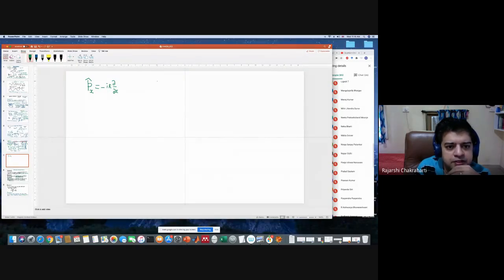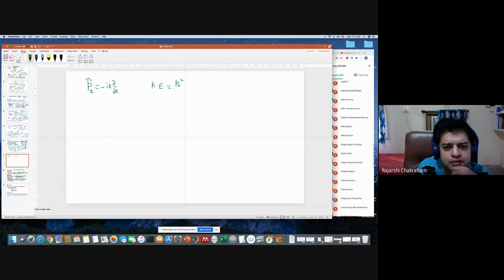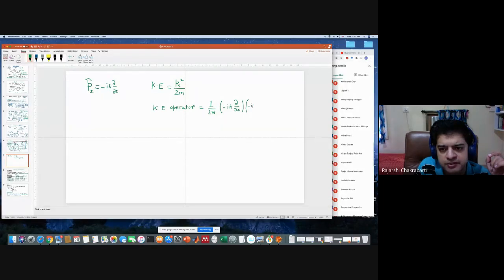This is fine. So if this is so, what is kinetic energy? You know from classical mechanics, kinetic energy is p squared by 2m. So p_x squared by 2m, as we are considering one dimension. What will be the operator in quantum mechanics? Basically you have to replace p_x with p_x hat. So the kinetic energy operator is going to be, 1 by 2m is a constant, I take it out, and then I have minus i h-cross del/del x, and this is one p_x, then you have to multiply this with another p_x, isn't it?